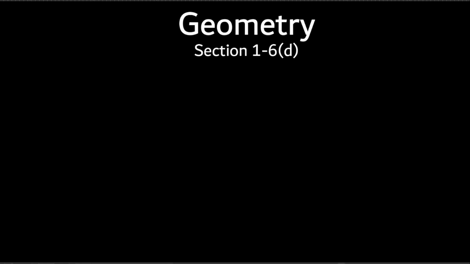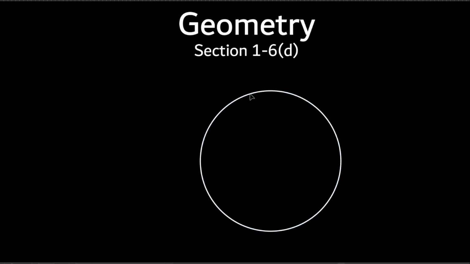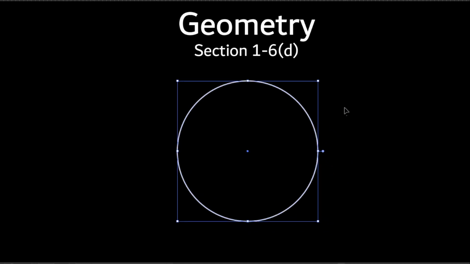Okay, here we go. We're going to finish up 1-6. I put D because this is the fourth part of this lesson that I've taught. So let's do a circle. We talked about circles the other day. Let's put a circle right here. If I could grab the end of it and move it around. There we go. So let's describe some of the things about a circle.